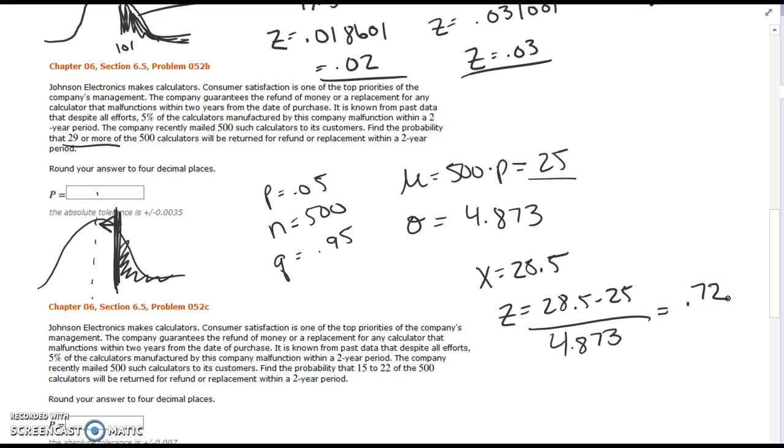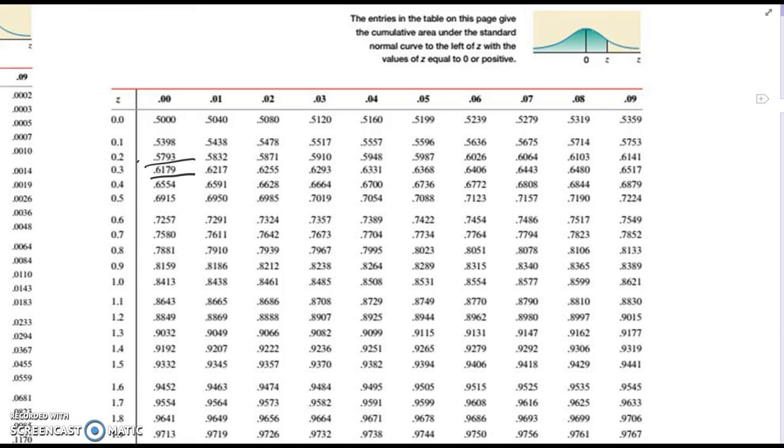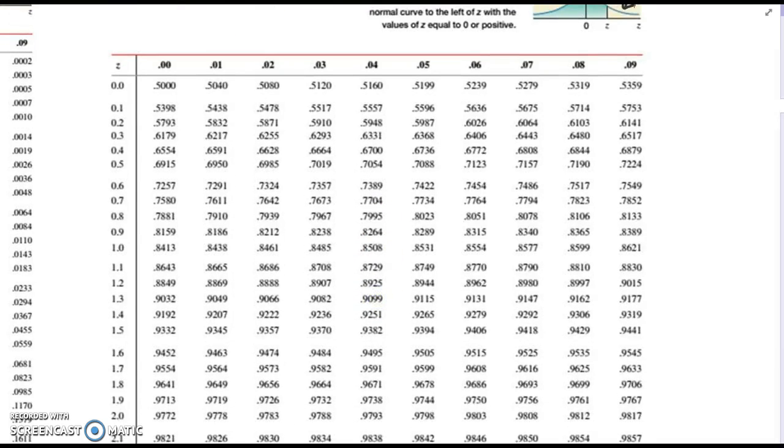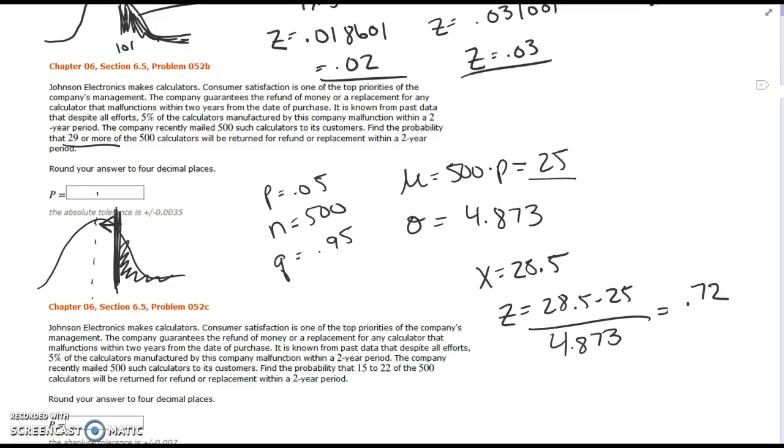Looking at the normal distribution curve, we have to be a little careful because we're wanting to know the area to the right of what z gives us. So we're looking at 0.72. It's going to be 1 minus that. So 1 minus 0.7642 would then give us the answer of 0.2358.